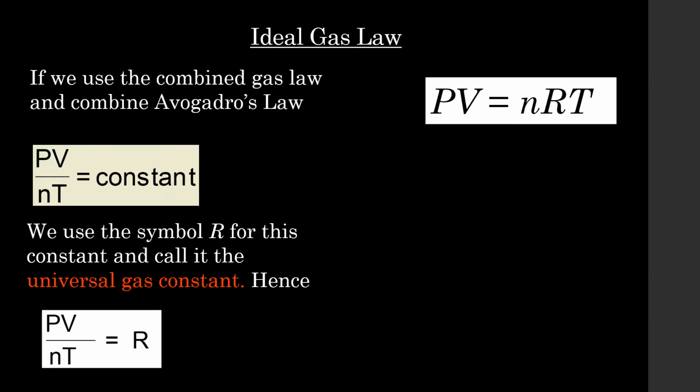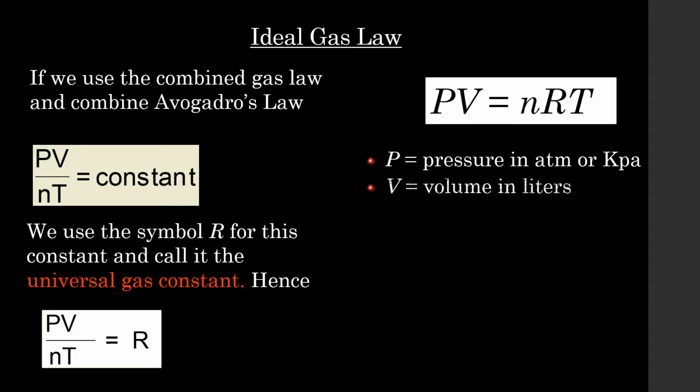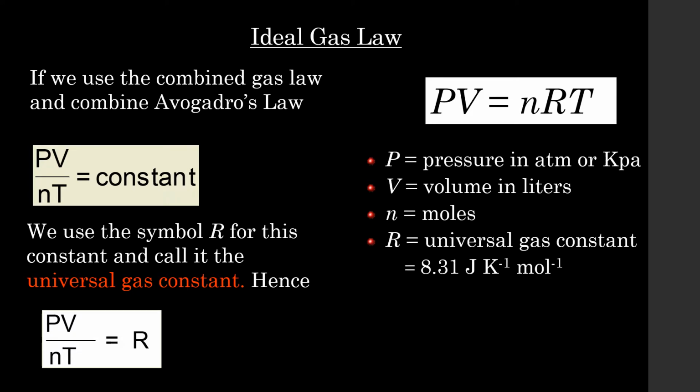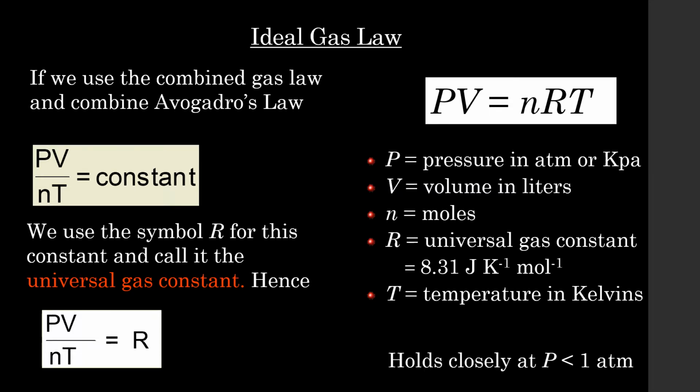So we can say that pressure times volume equals the number of moles times the temperature times this constant, which is the same for any gas. Pressure must be in kilopascals or atmospheres, volume in litres, n for number of moles. R equals our universal gas constant. I've given it to you in joules per kelvin per mole, and the temperature is in kelvins. This holds pretty closely when we're at low pressure, so less than 1 atmosphere.